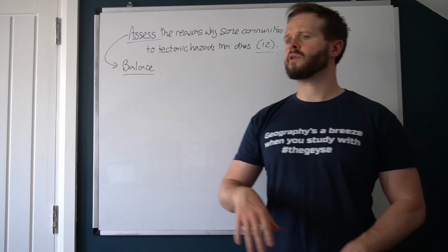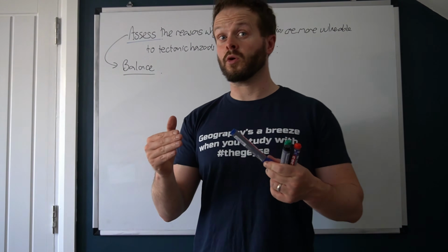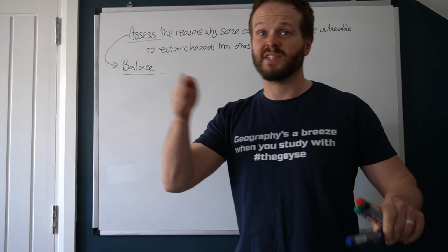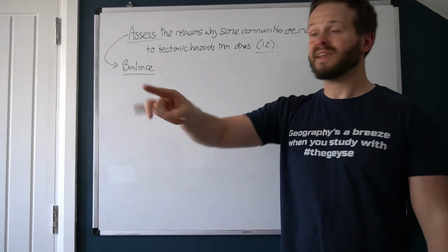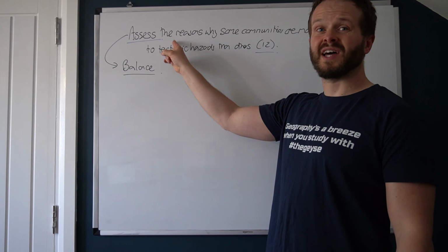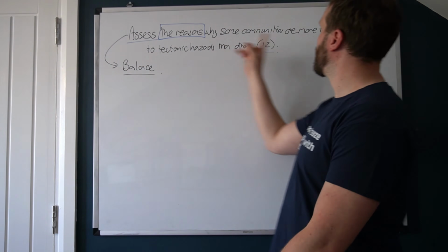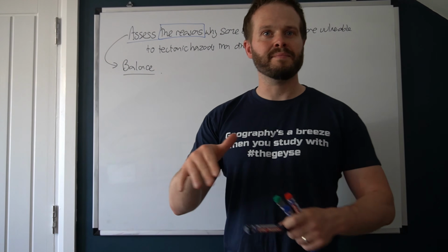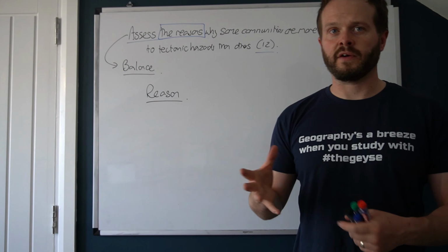But we've also got to know how exactly we are assessing here, because depending on the wording of the question, it gives you clues as to how you have to write and how you have to get that balance into your response. So I always say, read it once, read the question again, and look at the next 2 words after the command word. So we are assessing the reasons why some communities are more vulnerable to tectonic hazard than others. That says to me that we start with a reason. We have to construct our paragraphs in a certain way.